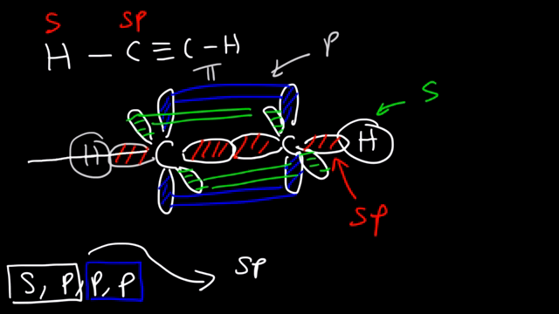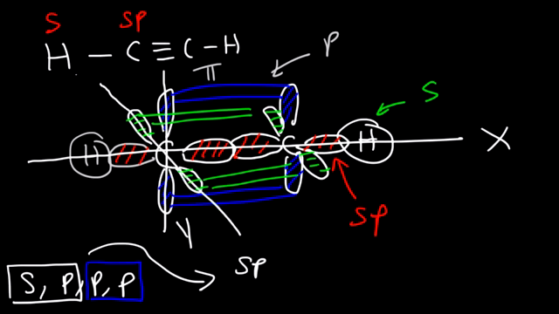Now let's say this bond is along the x-axis. The bond in blue would be along the y-axis. Let me put it here. And the bond in green should be along the z-axis. So let me draw this another way.